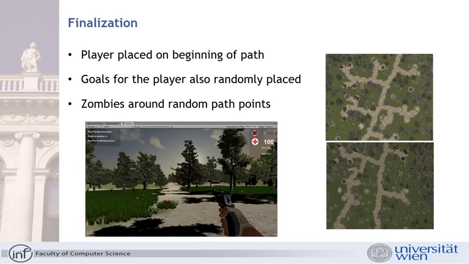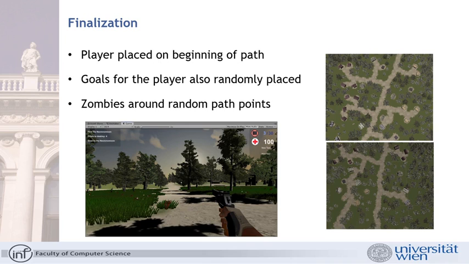This includes making the game playable. Grass is going to be placed based on the used texture on the terrain, so if the grass texture is used, then grass and flowers will be placed there. The final step then includes placing the player at the beginning of the path, and placing the zombies around random path points, and placing the objectives, which are pillars, which must be destroyed.